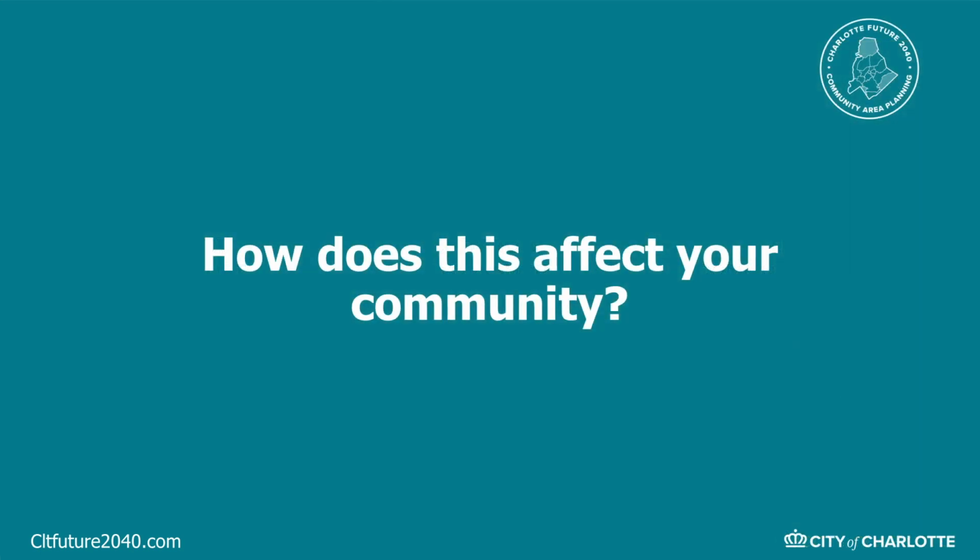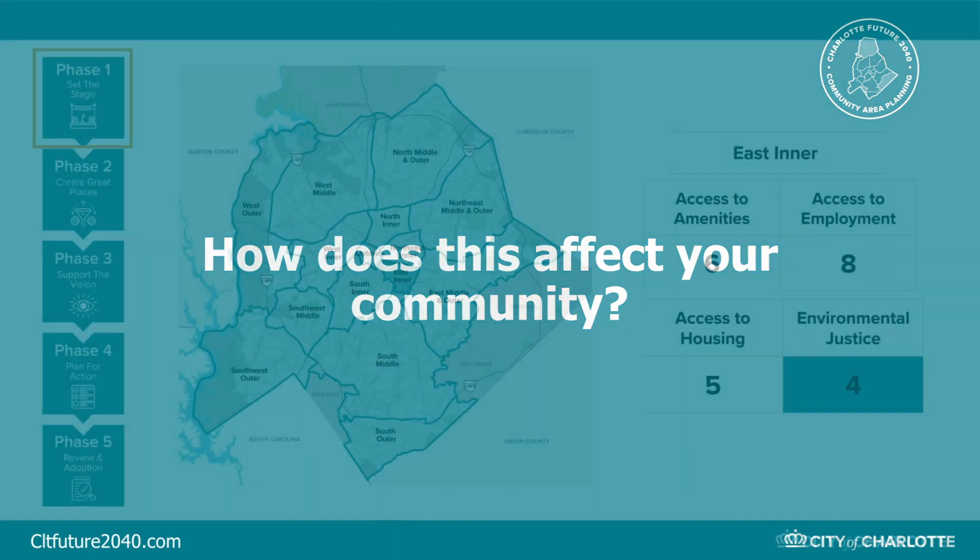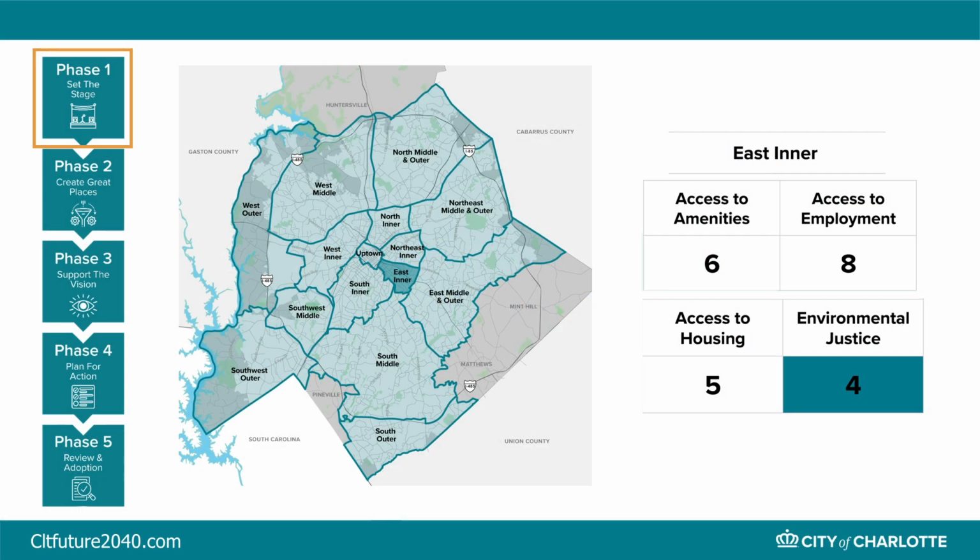How will community area planning affect your community? This process builds upon the work of the Comprehensive Plan, which identified the East Inner Geography as having adequate access to housing, jobs, and goods, but needing to improve environmental impacts.